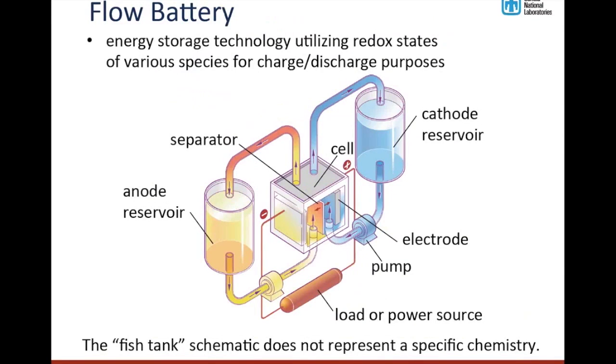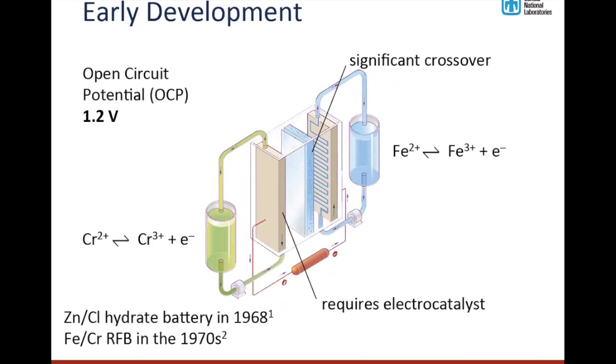This is a general schematic of a flow battery, chemistry agnostic. It uses multiple redox states of species for the charge and discharge purposes. Not to repeat too many times, but as Imre said, the energy depends on the reservoir size, so that can be scaled independently from the electrode or cell size or the engine size, as he pointed out. So you can decouple, as we've said, the energy from power.